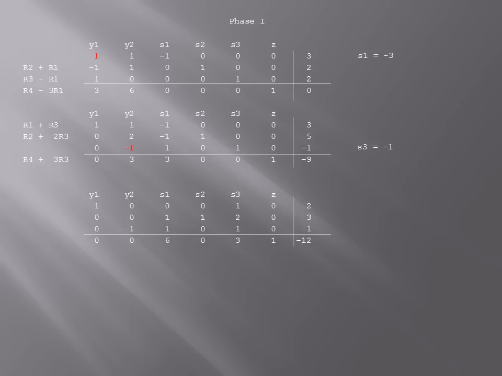All the y's and s's are greater than or equal to 0. We are now in phase 2, but because all the numbers on the bottom in the y1, y2, s1, s2, and s3 columns are non-negative, we're done. Phase 2 is not needed. We don't have to do any further pivoting. We've reached the solution for the maximum z.